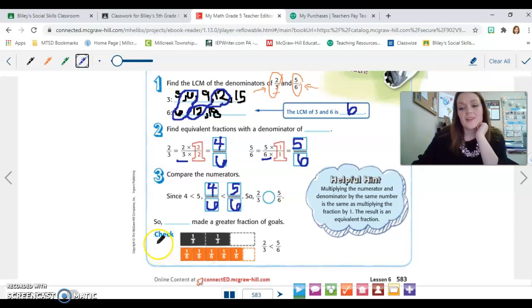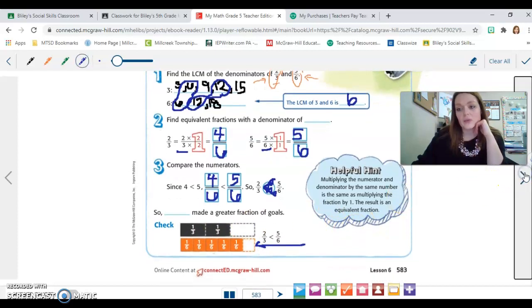So 4/6 is less than 5/6. So I can put my alligator mouth, or my greater than sign, pointing towards the 5. Also, we can check it down here by drawing. If we show 2/3, remember last year we used those little foam fraction bars. You can also draw them. We have 2/3 and we have 5/6. If we look, 5/6 is greater, or has more tiles.